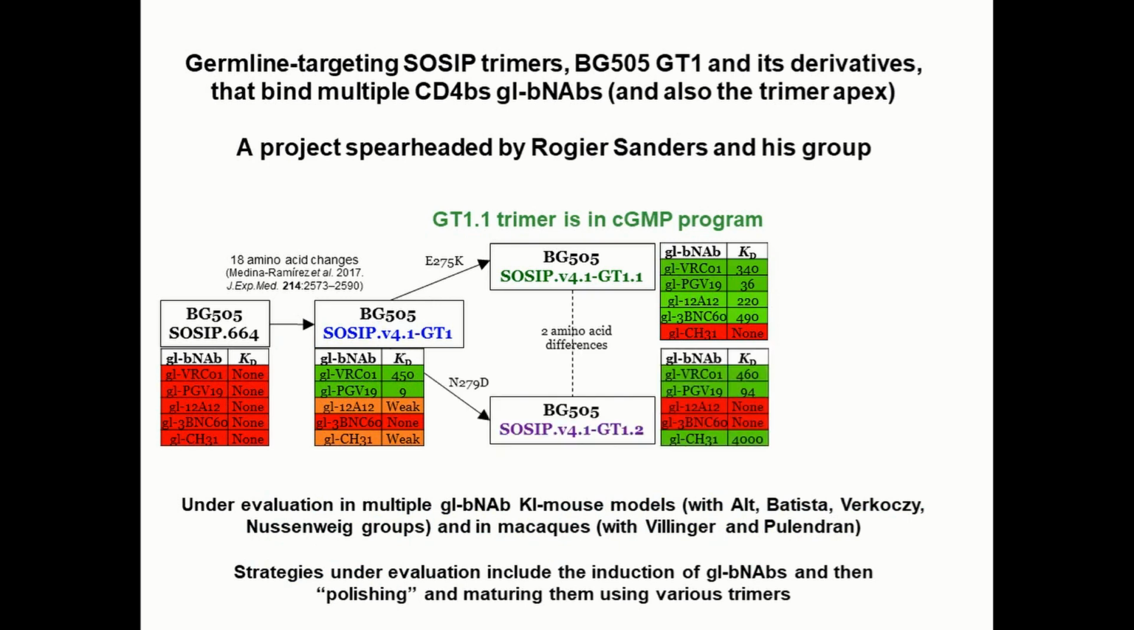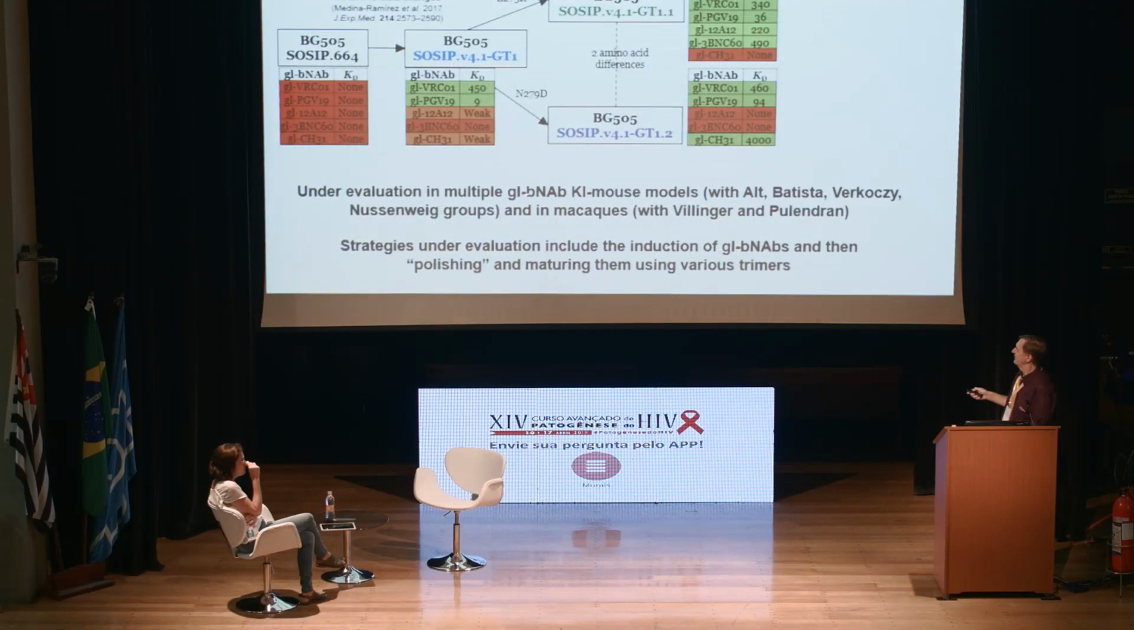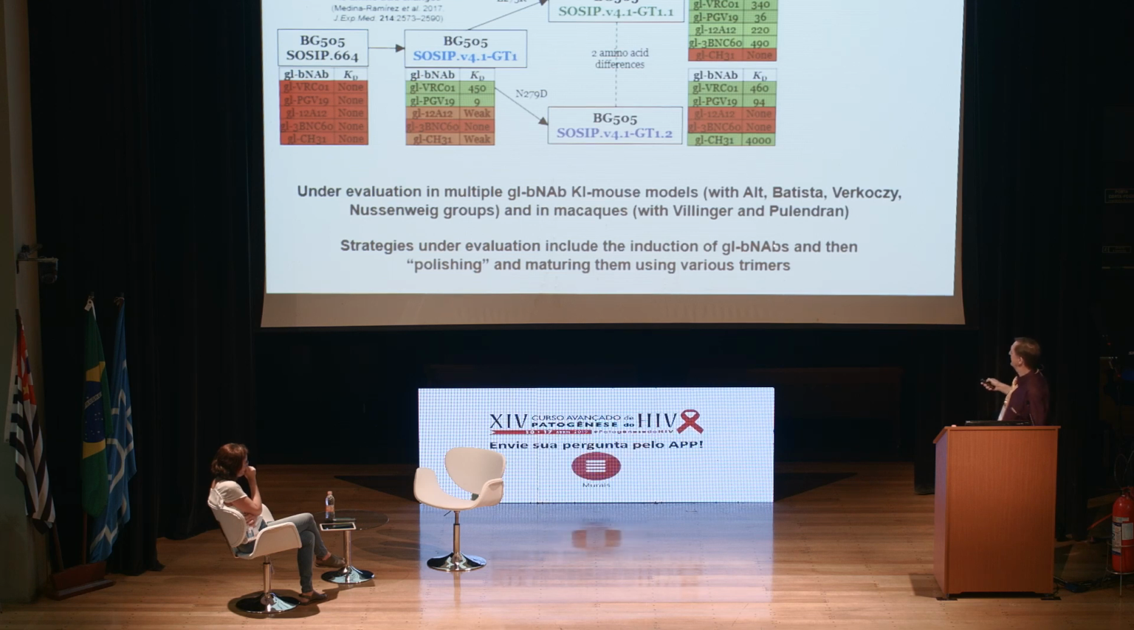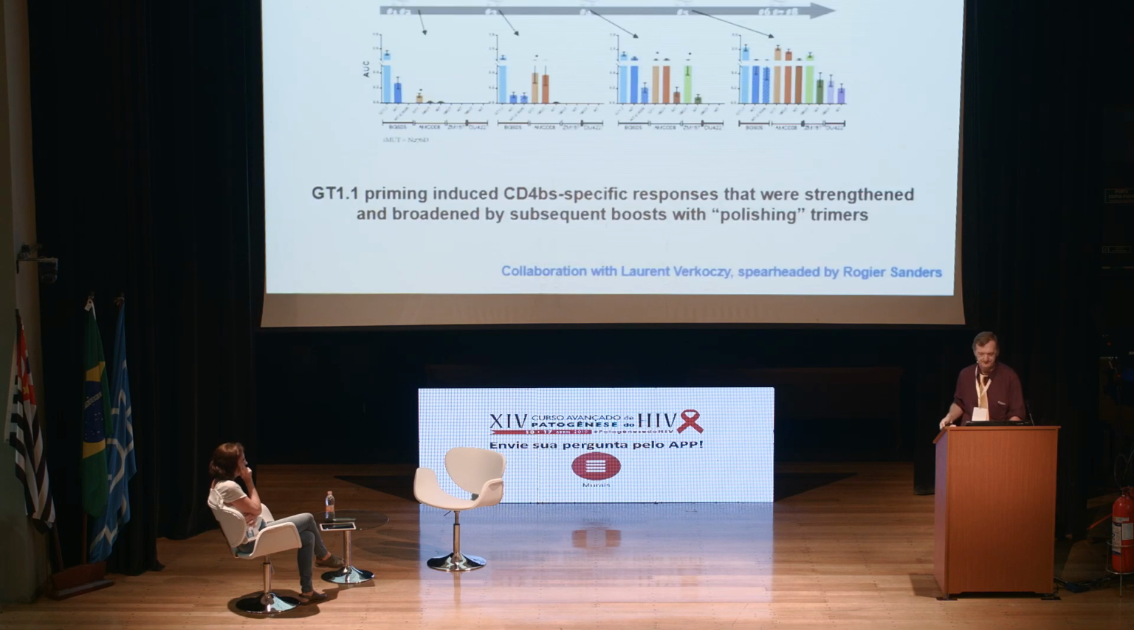And you can make a GT1.2 that has other properties. So by rational engineering and amino acid changes, you can create the ability to bind a germline BNAb. And these are now in evaluation in knock-in mouse models with Fred Alt, Facundo Batista, Laurent Vercosi, Michel Nussensweig, and we have a macaque experiment in wild-type macaques with Francois Villinger and Bali Palendaran. And we need to induce these BNAbs and then polish them and mature them using various trimers.